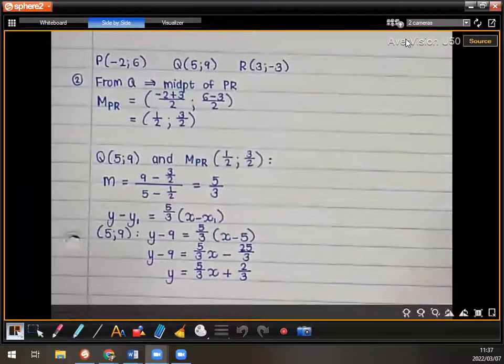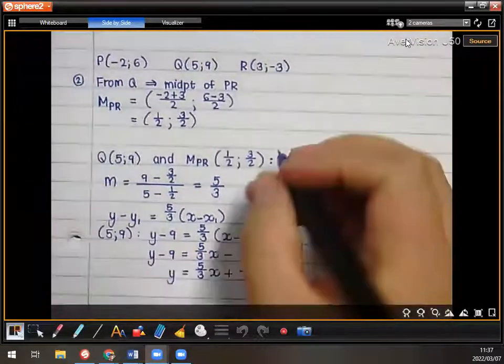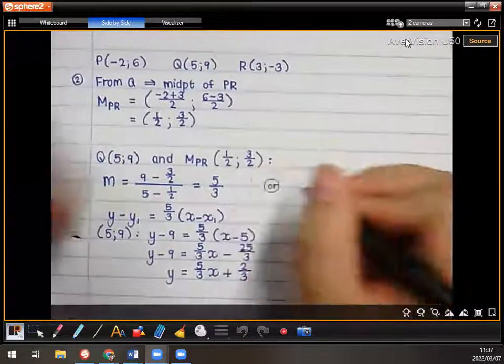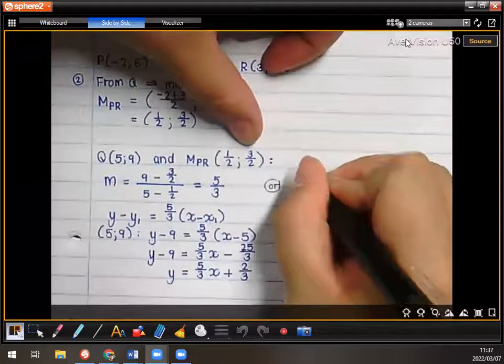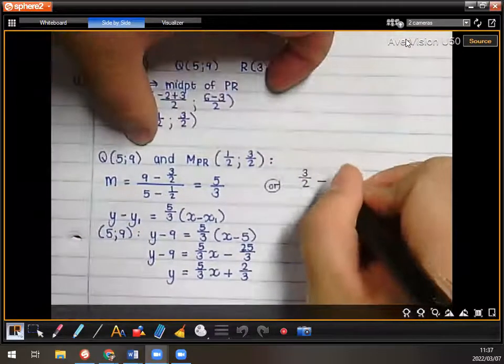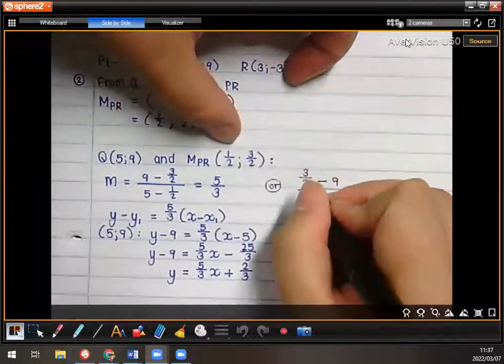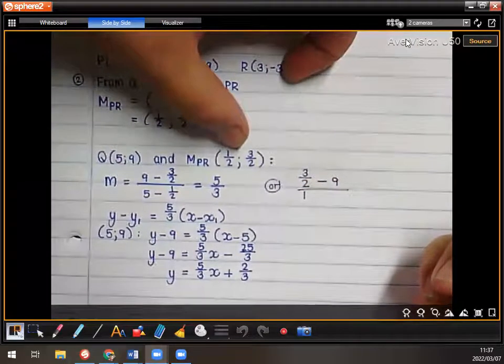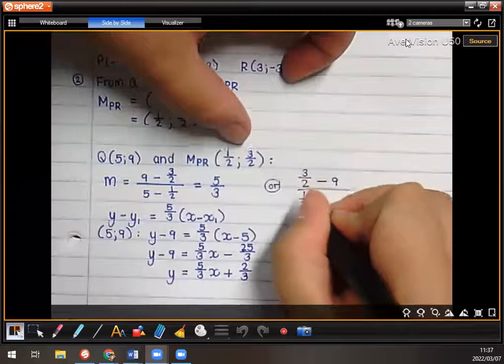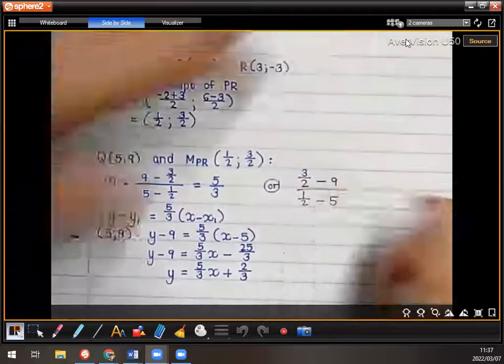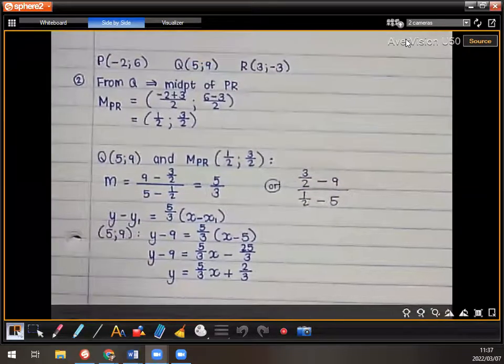So if you did this, this Y value, 3/2, minus that Y value, 9, over, but then you must start with the same one, same point's X value. Then you must start with this X value again, minus that X value. You'll get the same answer. So you can decide, as long as you do the same point minus the other one for your y's and for your x's. That's very important.